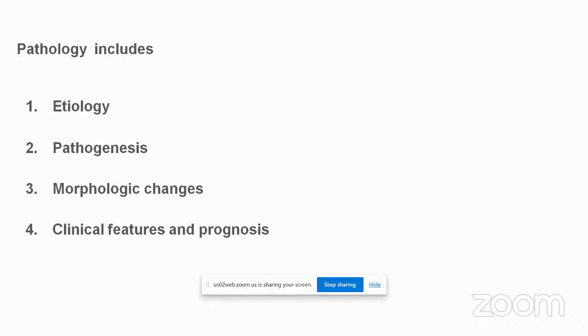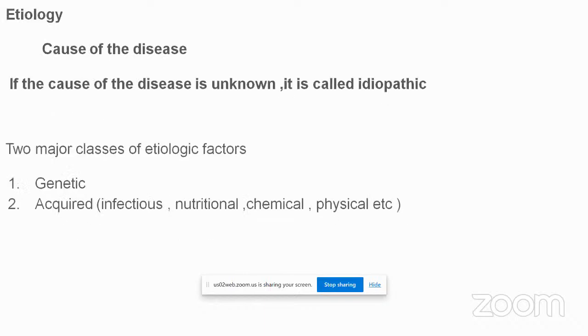When we study any condition, we must learn these four subheadings. The first one is etiology, then pathogenesis, then morphologic changes, and the fourth one is clinical features and prognosis. The first one is etiology. Etiology means the causes of the disease.